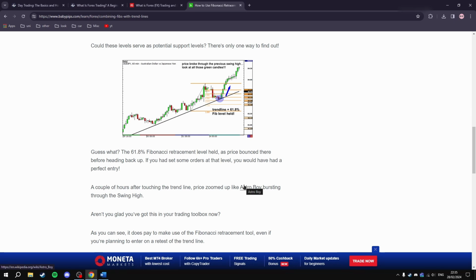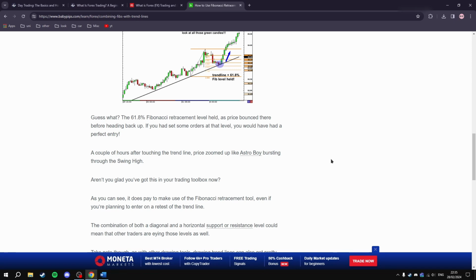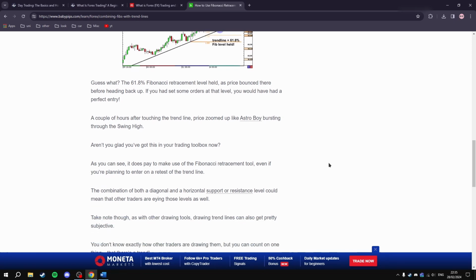A couple of hours after touching the trend line, price zoomed up like Astro Boy, bursting through the swing high. Aren't you glad you got this in your trading toolbox now? As you can see, it does pay to make use of the Fibonacci retracement tool, even if you're planning to enter on a retest of the trend line.